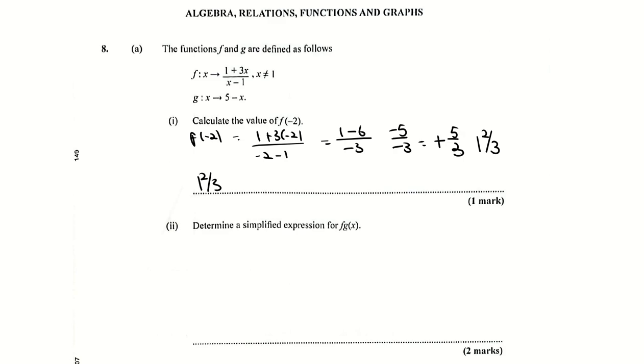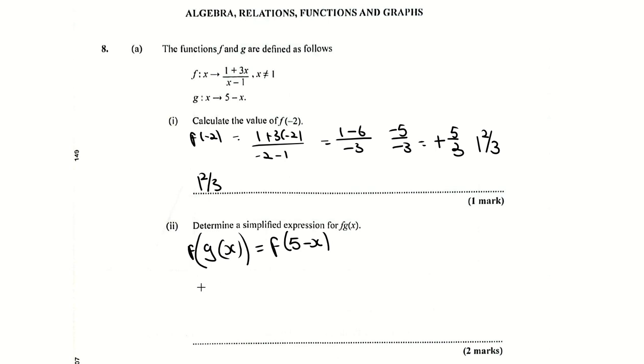Alright, determine and simplify the value of f g of x. This is a composite function. So f g of x, we're going to separate the two with brackets, so it's going to be f, and instead of g of x, we're going to put 5 minus x. Right, what does this mean? Wherever I see x in my function f, I'm going to put this.